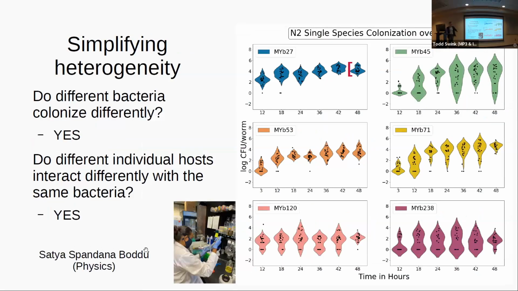And further, as mentioned briefly, there's heterogeneity across hosts. We can look at that. So for some kinds, let's look at MIP27 for background. After 48 hours of colonization, we see exactly about 2 logs of change, about 10 to the 5 to about 10 to the 3. 2 logs of variation in total counts. And again, there's nothing else happening. There's just the same worms and the same bacteria in the same community, both at the same time. Sometimes we have like 4 logs.